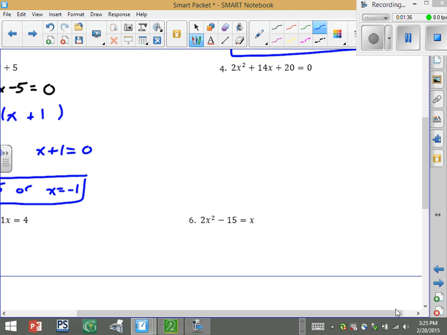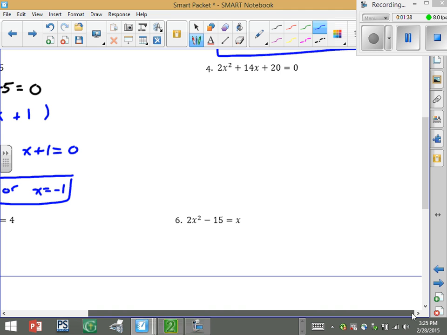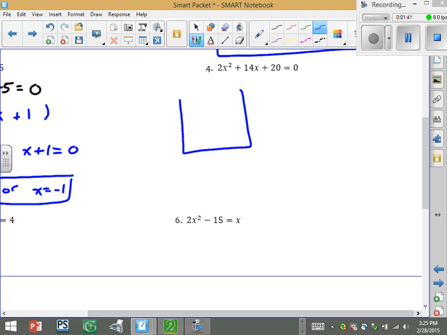Here we go for number 4. I'll go ahead and use the box method here just so we see that playing out. So I have 2x squared in the top corner of the box. I have 20 in the bottom. So I need factors of 40 that add up to be 14. I believe I have 10, 4. But suddenly I see an issue with this before we even begin.